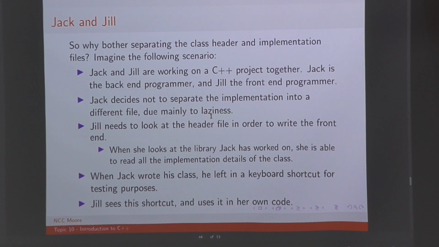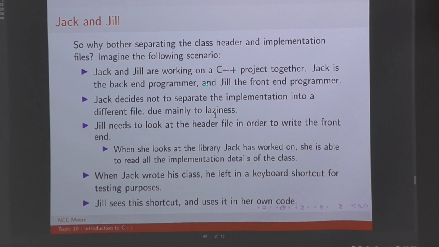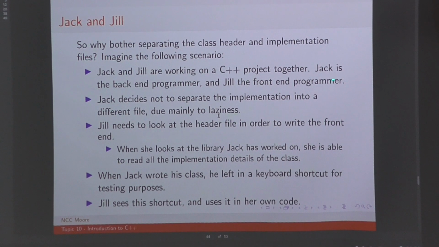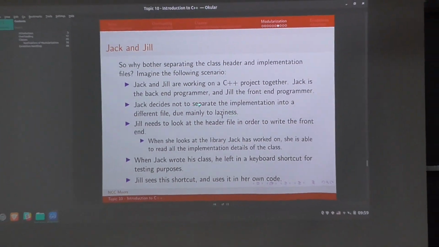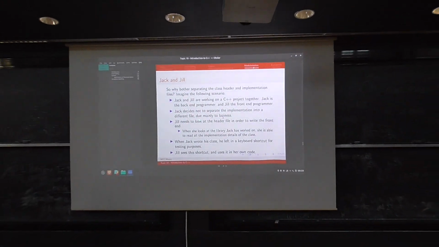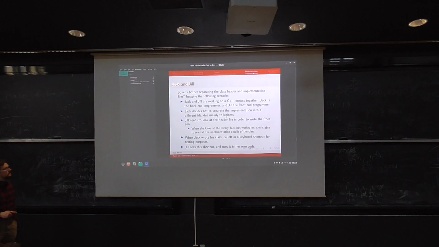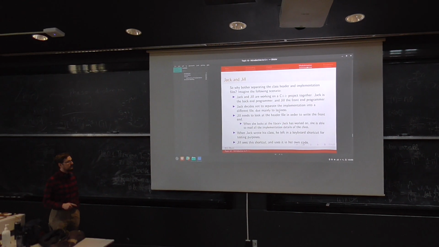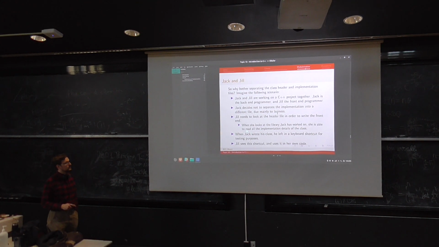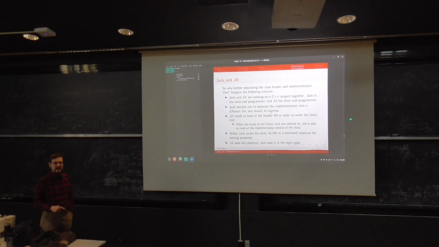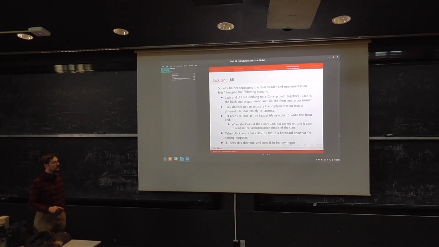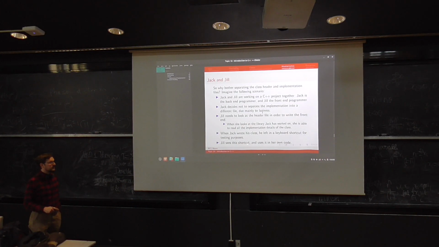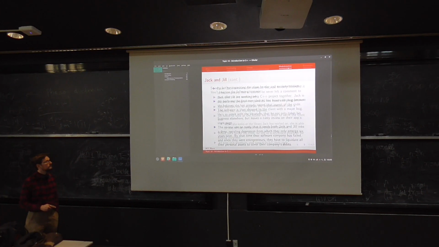Let's imagine the following scenario. Jack and Jill are working on a C++ project together. Jack is the back-end programmer and Jill is the front-end programmer. Jack decides not to separate the implementation into a different file due mainly to laziness. Jill needs to look at the header file in order to write the front end. When she looks at the library Jack has worked on, she is able to read all the implementation details of the class. When Jack wrote his code, he left in a keyboard shortcut for testing purposes. Jill sees this shortcut and uses it in her own code.